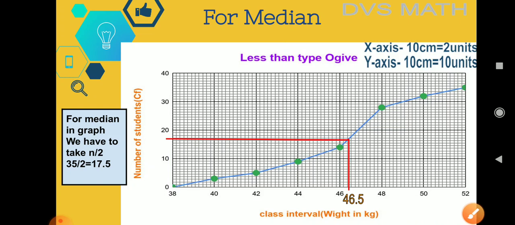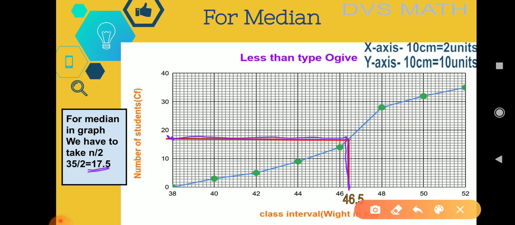Again observe: take half of n, 17.5, and mark 17.5 on the y-axis. From the y-axis, draw a horizontal line till it touches the ogive curve. As soon as it touches the ogive curve, draw a vertical line towards the x-axis, and observe the value on the x-axis at that point.